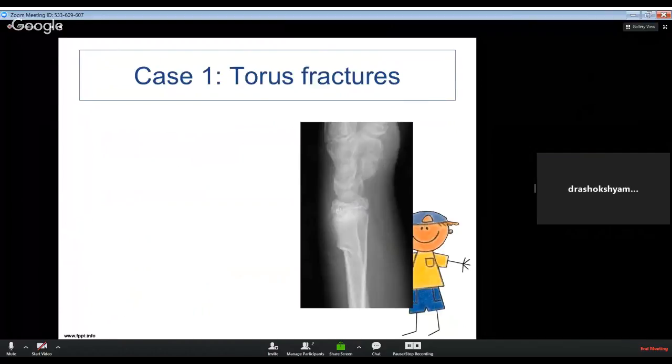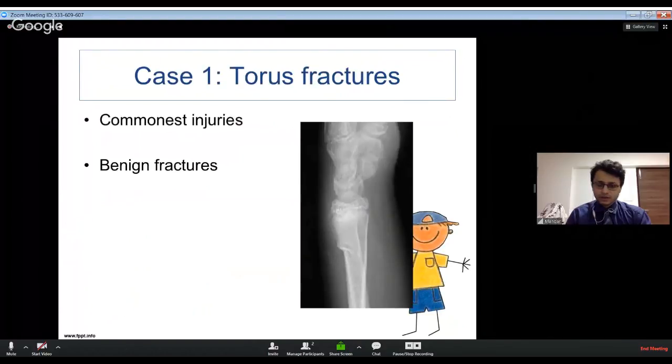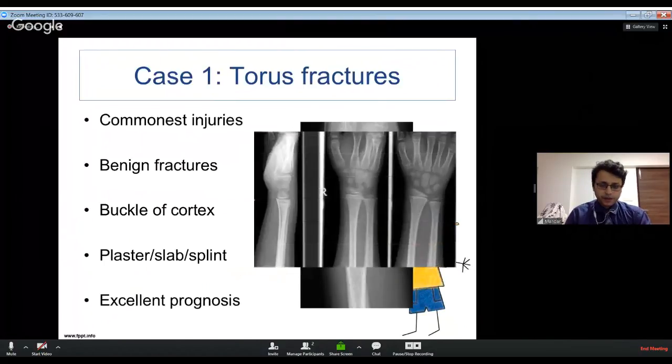The first type is the torus fractures. They are the commonest injuries and the most benign of all. It's basically a buckle in the cortex, because of the thick periosteum which every child's bone is enmeshed with. The treatment is whatever you like, whether you give a plaster, a slab, a splint, or just a thread bandage, the fracture almost always heals completely and has an excellent prognosis. Like this child who has healed completely in 1 year.